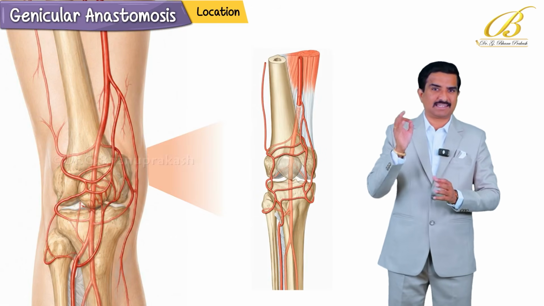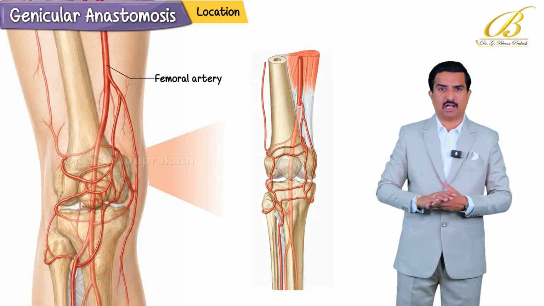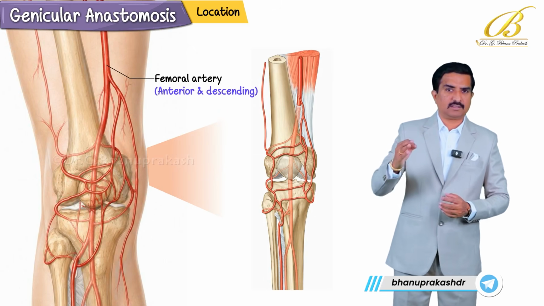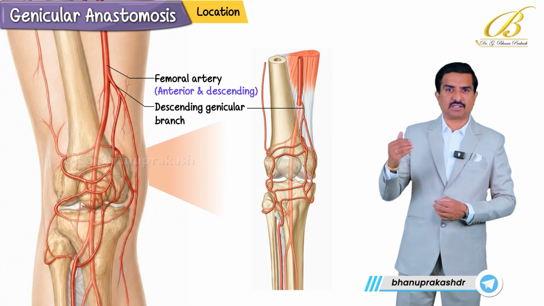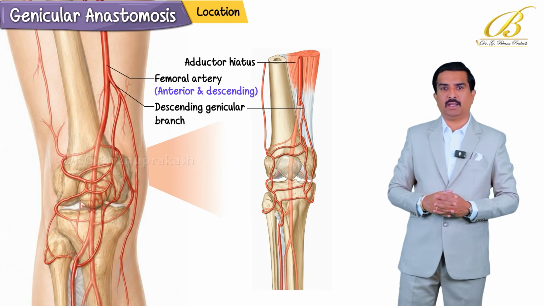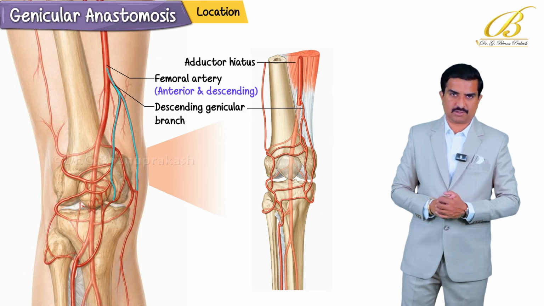Now coming towards the second artery. What are the contributors from the femoral artery? Anterior and descending. One is the descending genicular artery, which arises just above the adductor hiatus and mainly contributes to the medial and anterior part of the anastomosis.